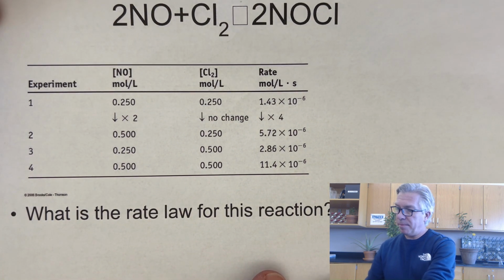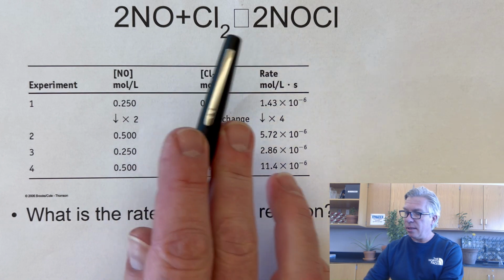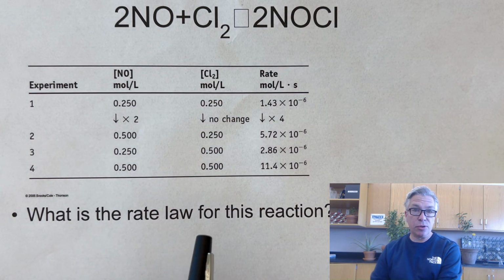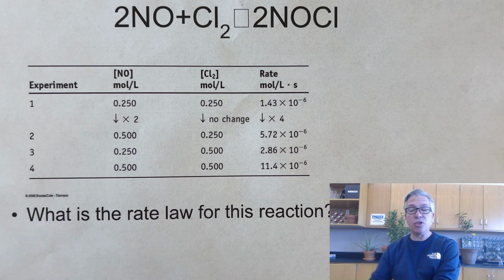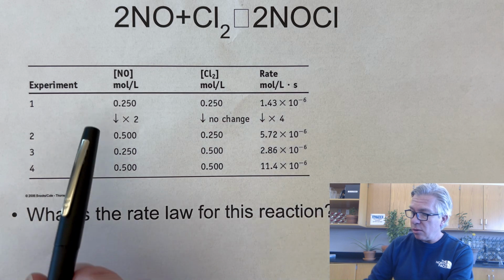Okay, in this example, we have this reaction, 2 NOs plus a chlorine making 2 NOCls. And we have some data that's been produced. As in your chemistry travels, you might produce data like this as well, and you have to interpret it. So we have 4 experiments.